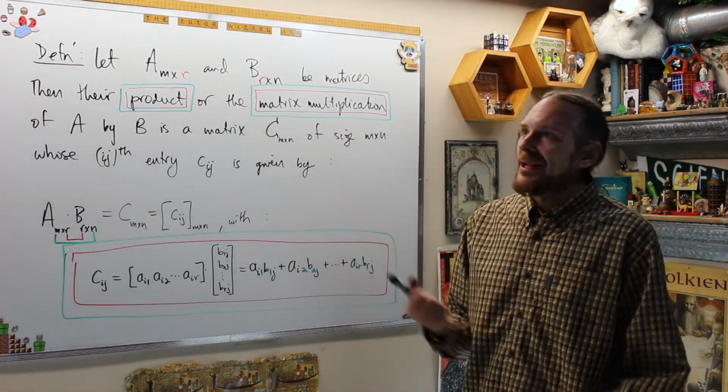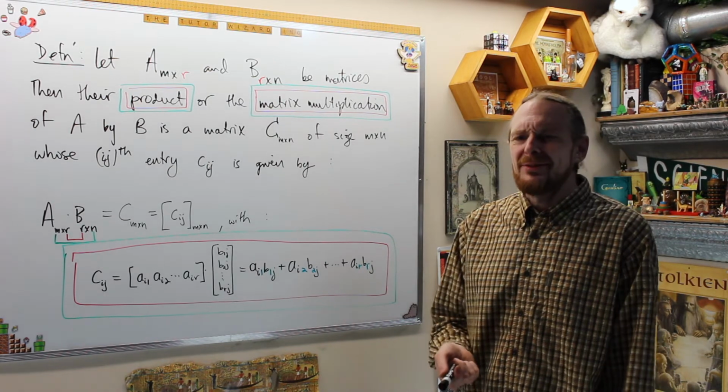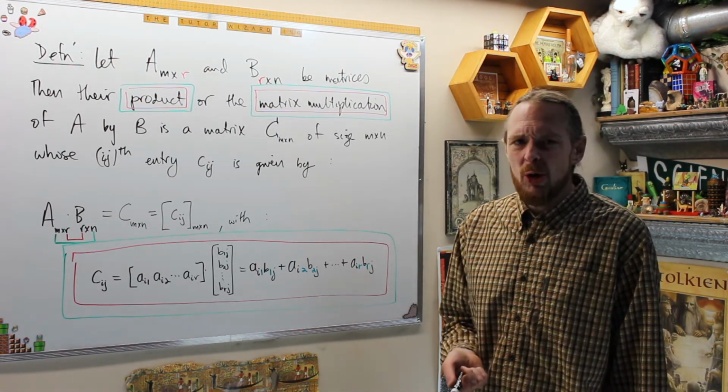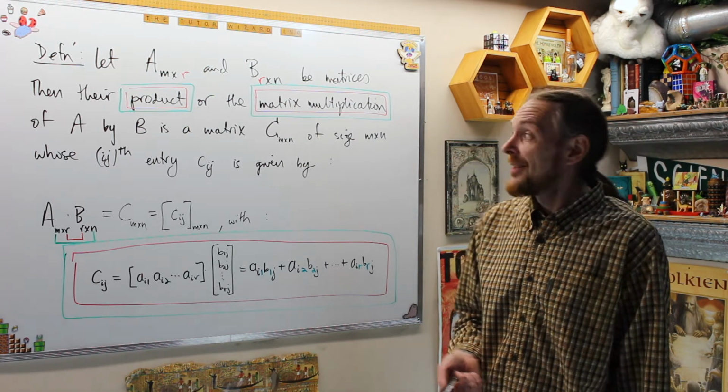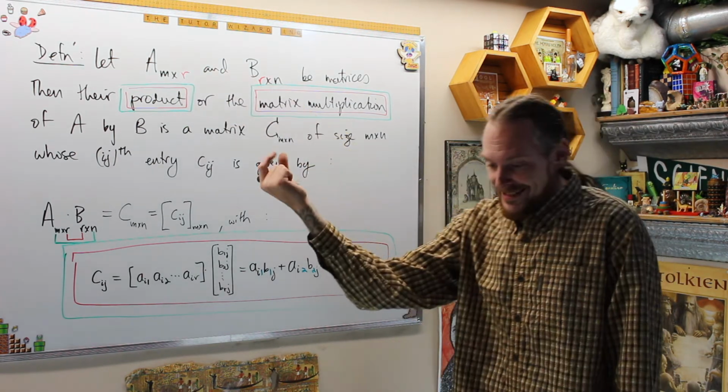I'm already setting it up. I could have rephrased this. Two matrices: multiplication is well posed if the number of columns in A is equal to the number of rows in B, and you're like, already I didn't like that. So this has to be true. The inside indices have to match.